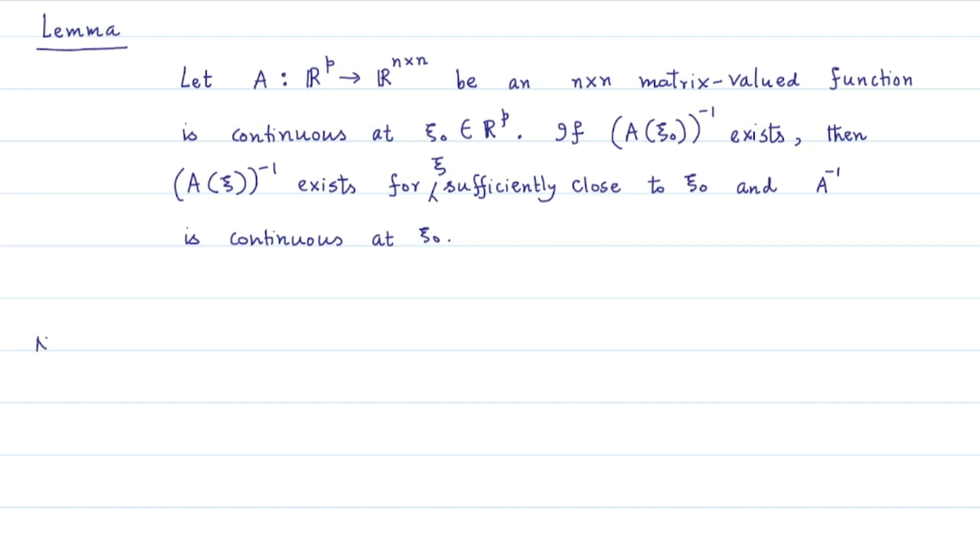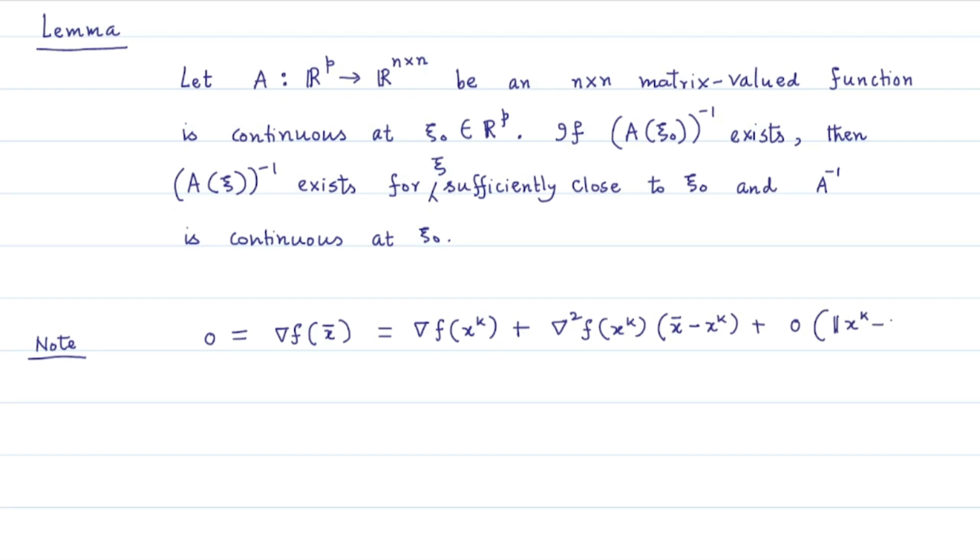Because you notice that in Newton's method, we aim for finding a solution of 0, or null vector, equal to the gradient of the function. And suppose x bar is a solution to grad f equal to the null vector, and from Taylor's quadratic approximation of f around the current iterate xk, we see that grad f(x bar) can be written as grad f(xk) plus the Hessian at xk times (x bar minus xk) plus small o of norm of (xk minus x bar).